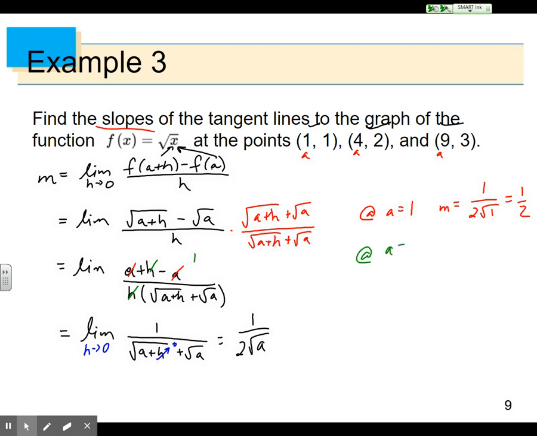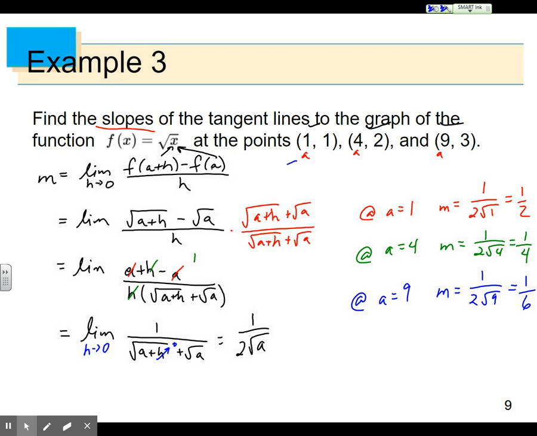At a equals 4, isn't it nice they were all perfect squares? 2 times 2 is 4. And then at 9, I think you see where this is going. 1/6. And that would be the slope of each one.